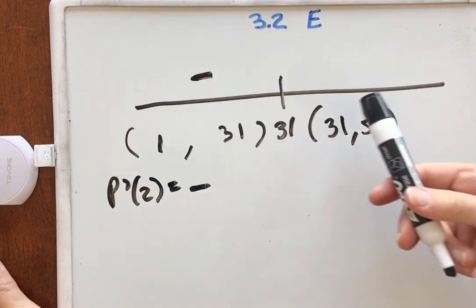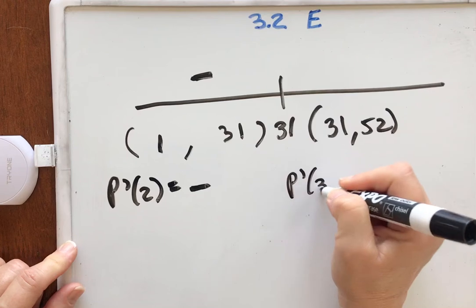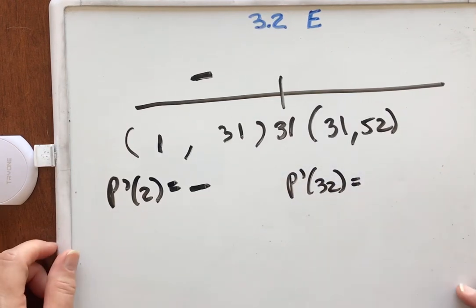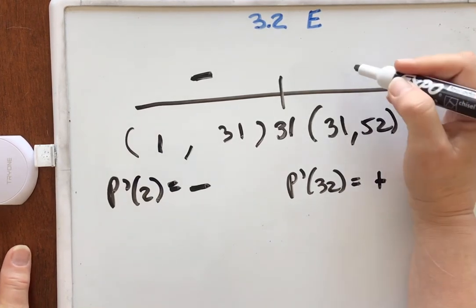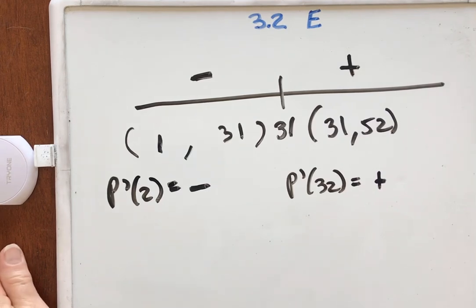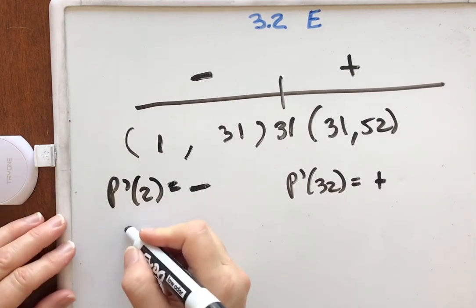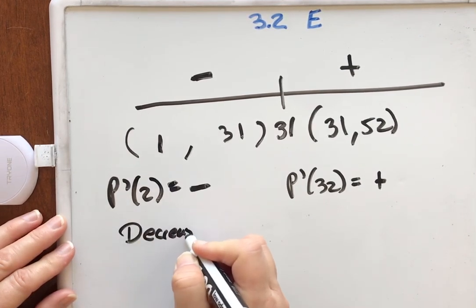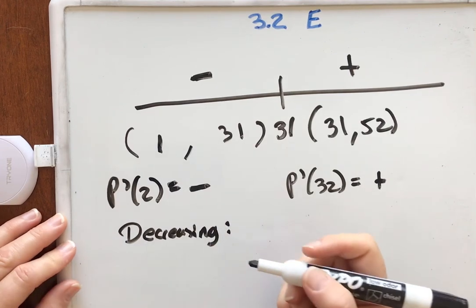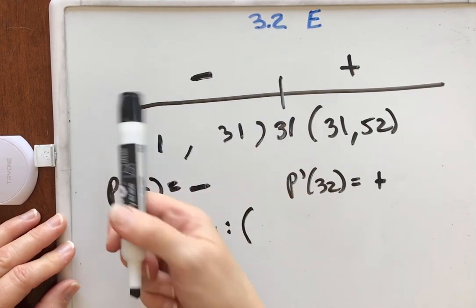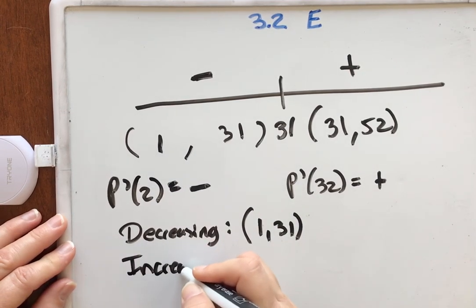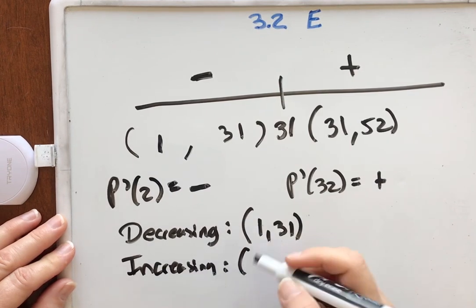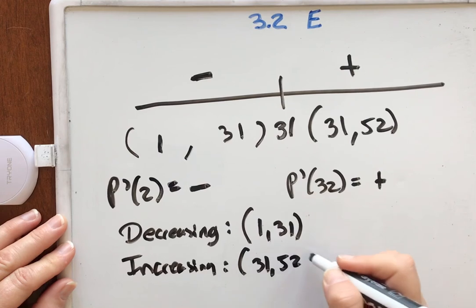Over here, how about picking P prime of 32? We put that into our derivative function, and it'll come out to be a positive number. Okay, so we can finish what we're asking for, which was where is it decreasing and where is it increasing. So it's decreasing on the interval from 1 to 31, and it's increasing on the other interval, from 31 to 52.